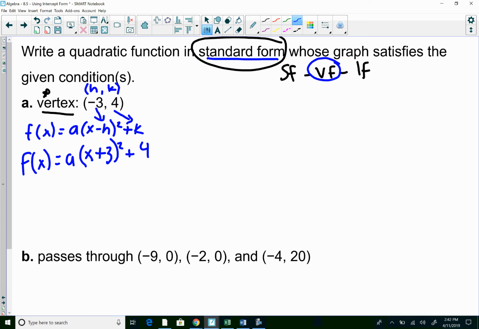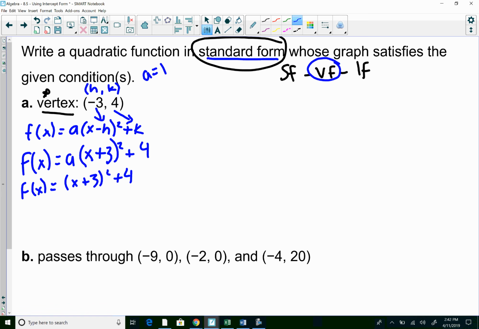The other thing we're going to do is plug 1 in for a, just to begin with, because we aren't really given whether this thing shrinks or stretches. So we just have to assume that it's not shrinking or stretching at all, that it's just moving to the left and moving up. So from here, we're going to substitute 1 in for a. So that'd be (x plus 3) squared plus 4.